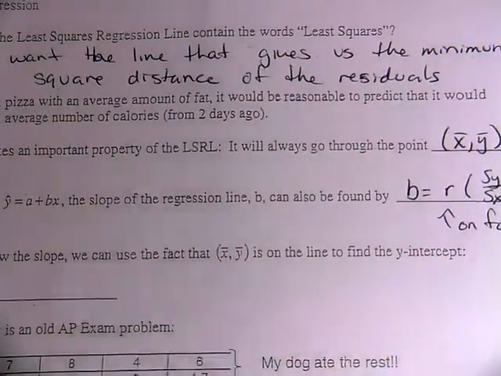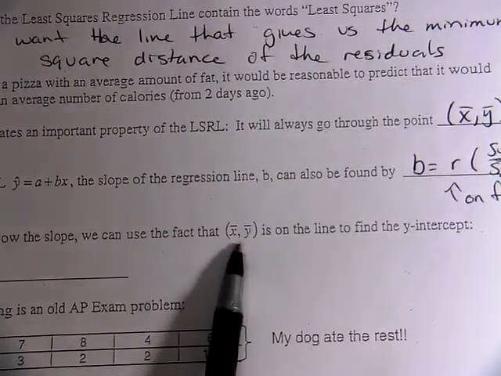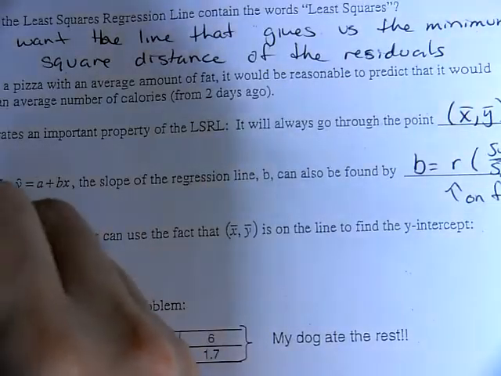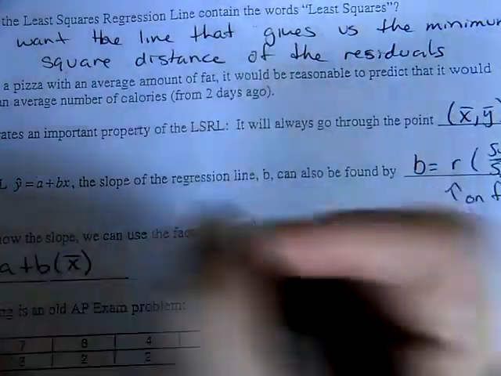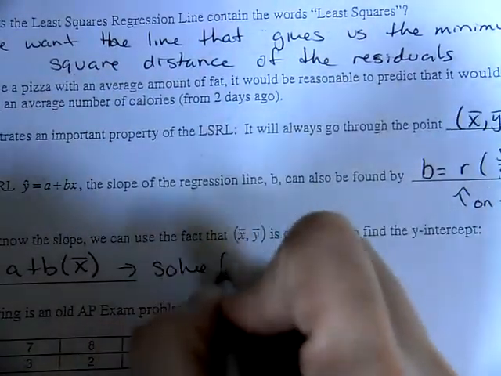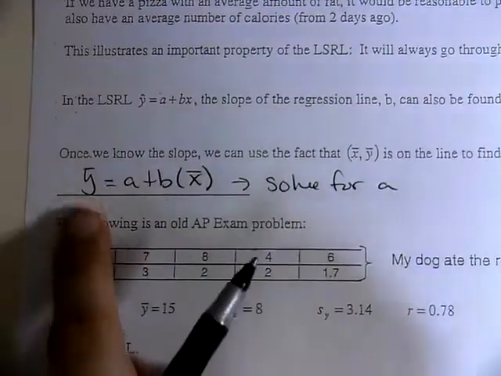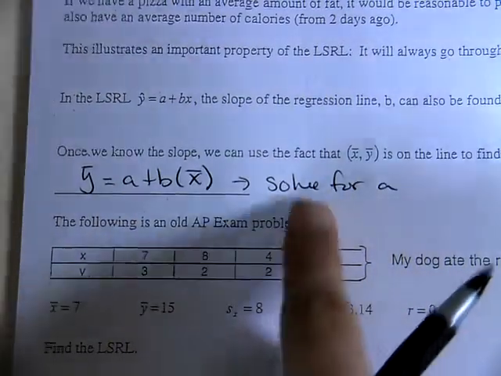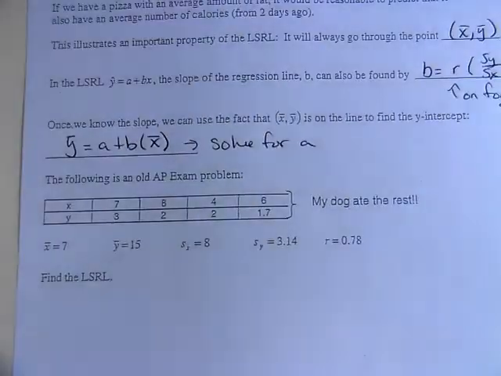So once we know the slope, we can use the fact that it goes through x bar, y bar to find the y-intercept. So basically I want to do y hat equals a plus b x, y bar, and I'm going to solve for a. So it kind of goes back to algebra. So I'm going to use y bar equals a plus b times x bar, and I'm going to solve for a.